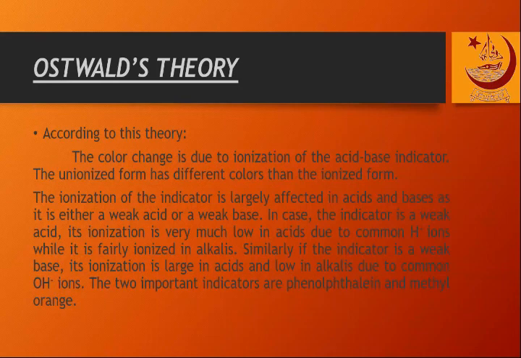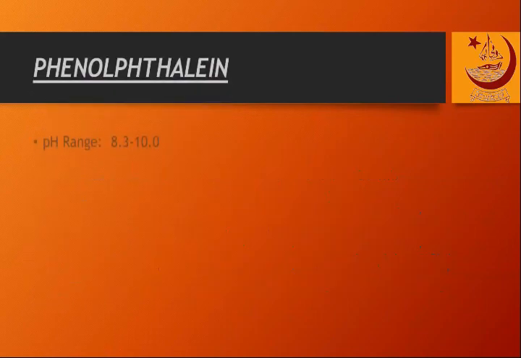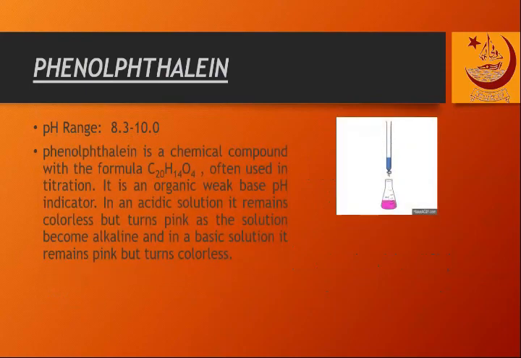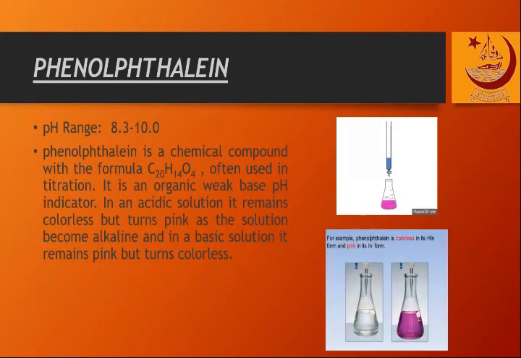Consider the two important indicators, phenolphthalein and methyl orange. Phenolphthalein. pH range of phenolphthalein is 8.3 to 10.0. Phenolphthalein is a chemical compound with the formula C20H14O4, often used in titration. It is an organic weak base pH indicator. In an acidic solution, it remains colorless but turns pink as the solution becomes alkaline, and in a basic solution, it remains pink but turns colorless.